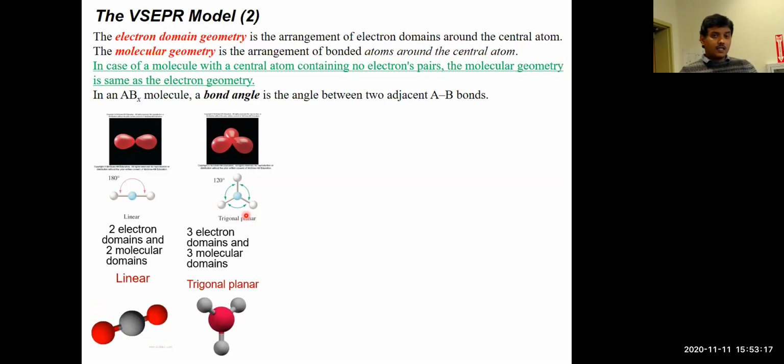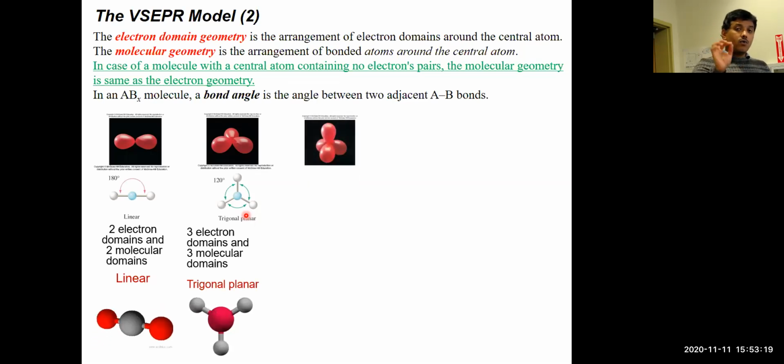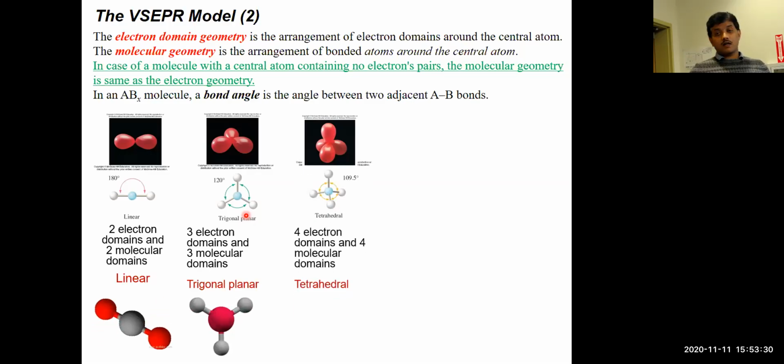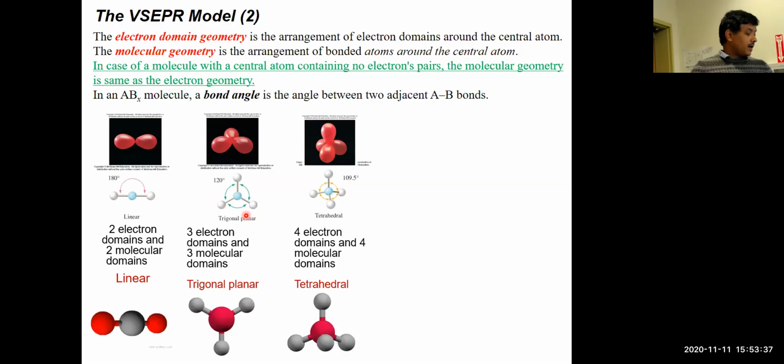And let's look at a case where the central atom is connected to 4 electron domains, and all 4 of the electron domains are also because of atoms. So let's look into this case when both the electron domains are equal to molecular domains. So you call that name as tetrahedral. This tetrahedral is a new name that you are hearing.